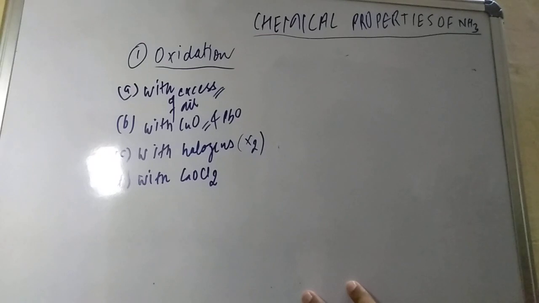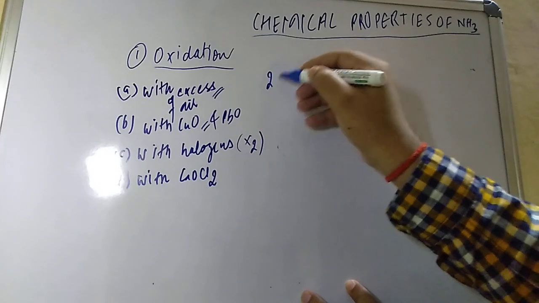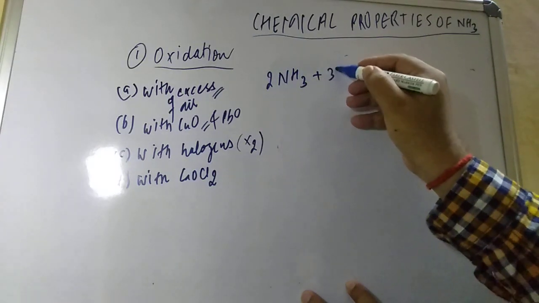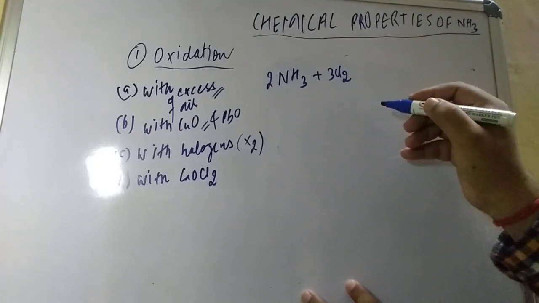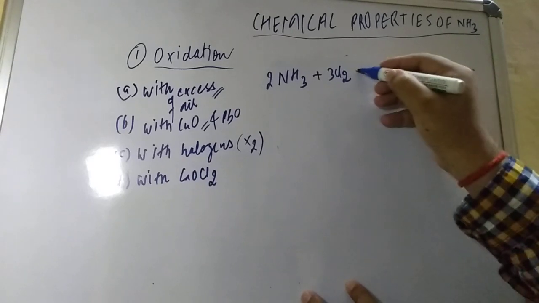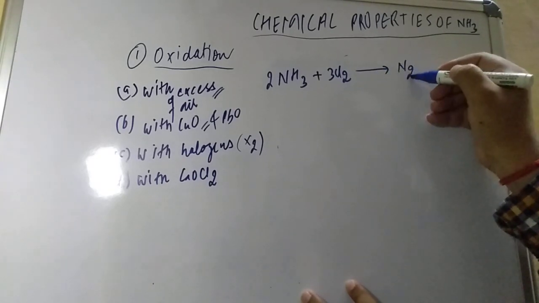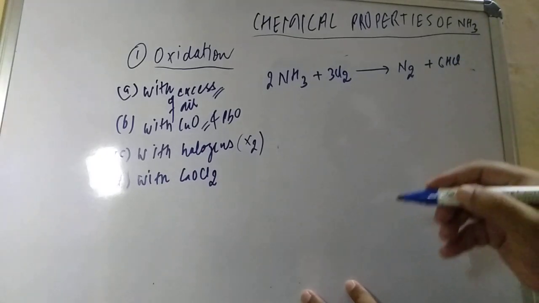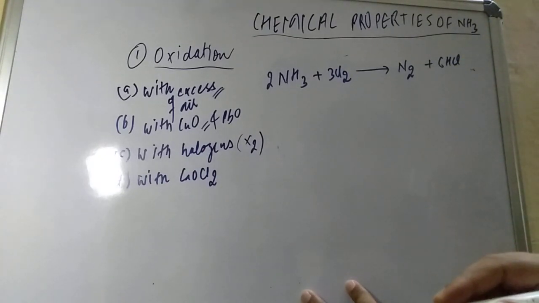So let us see these examples. Firstly, you take chlorine, so two ammonia molecules react with 3Cl2. What compound does it give? It gives N2 plus 6HCl. Now you see the other reaction.